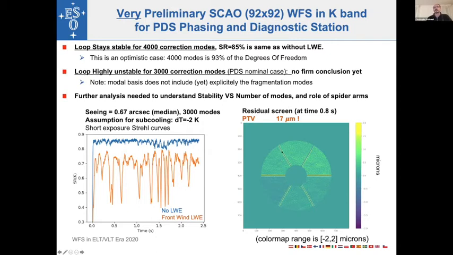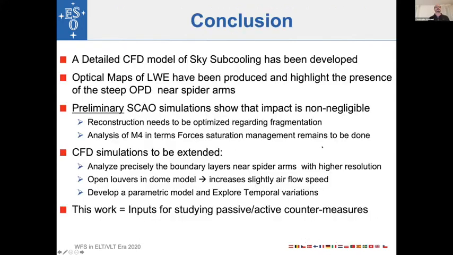We can clearly see what the big errors we face are, because we can see the uncorrected high spatial frequency, and the low spatial frequency seems to be corrected, except for a piston between the petals. And we can see this very steep wavefront near the spiders that the AO DM cannot correct. The M4 of course does not have enough resolution to correct that. So we will have this kind of problem in our systems.